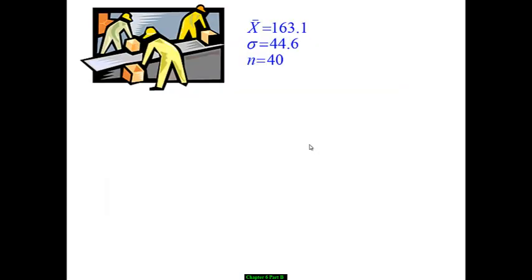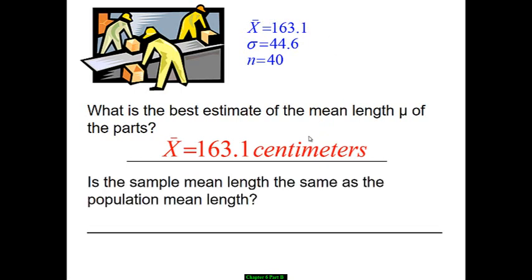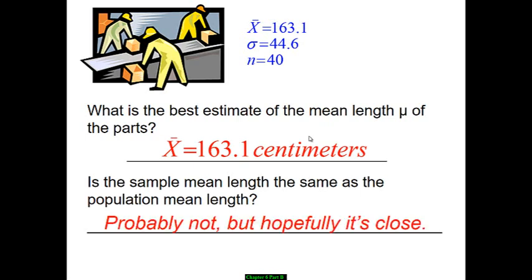Now, they're going to ask you for the best point estimate. The best point estimate is always going to be your sample number. So your sample mean is your best point estimate. So that's going to be 163.1. It comes from here. Now, is it the same as your population mean? No, but it's going to be close to it, and I'm hoping that's going to be the case.